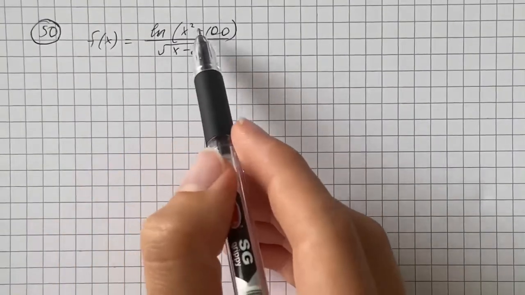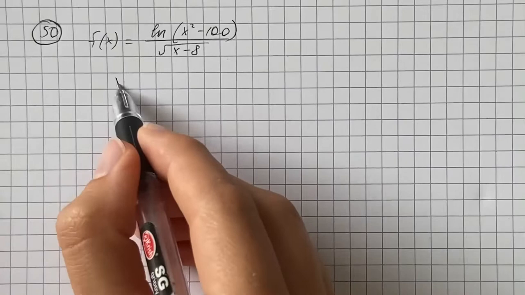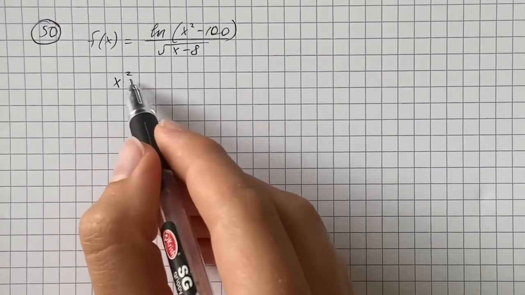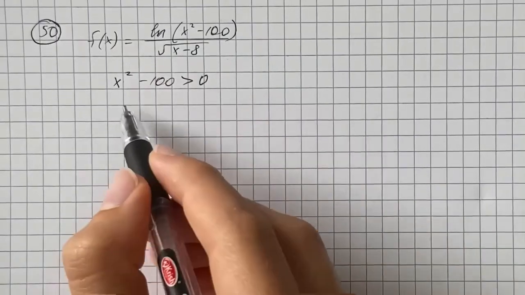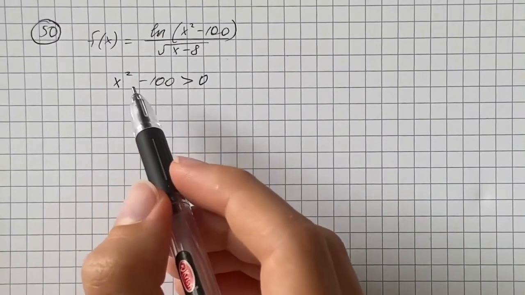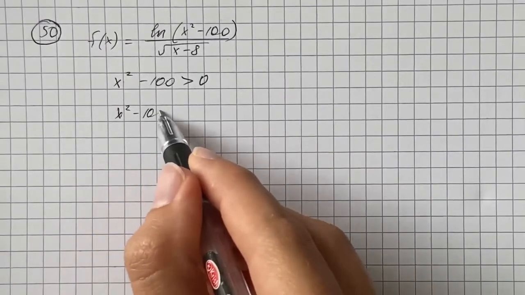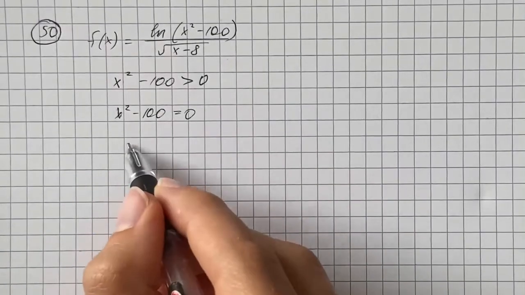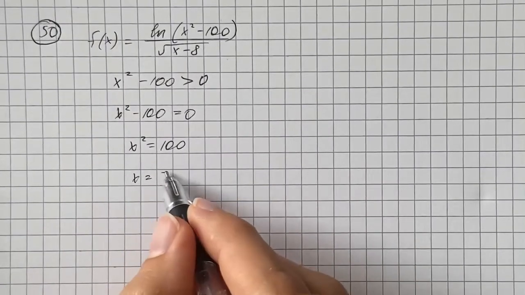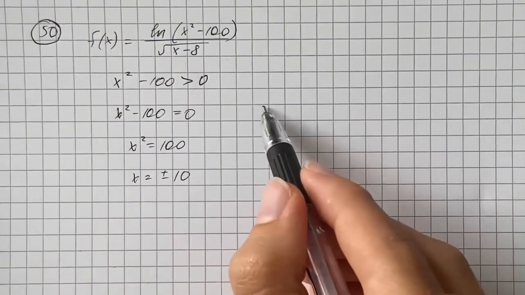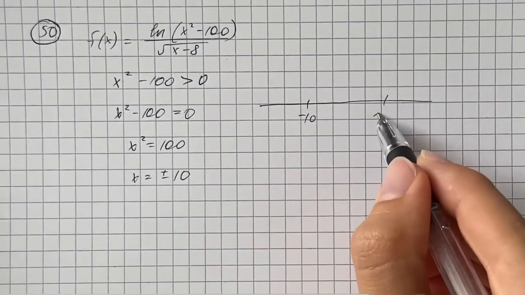So we know that this stuff inside of the logarithm should be strictly greater than 0. So make an inequality: x squared minus 100 strictly greater than 0. And we're going to solve the corresponding equation at first. So that's going to be x squared minus 100 equals 0. Therefore, x squared equals 100 and x equals positive or negative 10. So we put those numbers on a number line. That's negative 10 and 10.